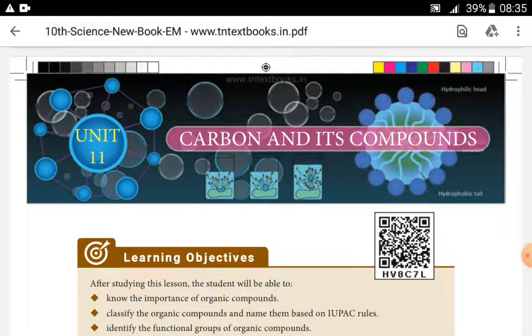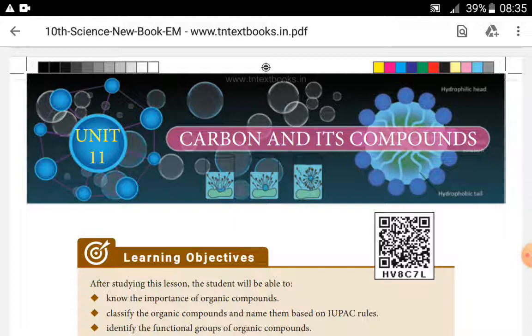Next, we are going to discuss the Roman letter 6 long answer questions in your book, page number 171. First question: what is called homologous series? Give any 3 of its characteristics. Second question: arrive at systematically the IUPAC name of the compound CH3 CH2 CH2OH. Both these answers are in your book itself.